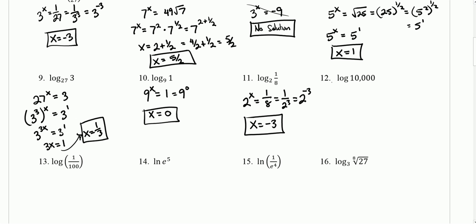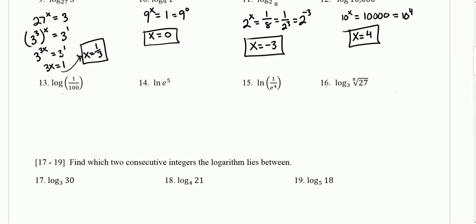Number 12 is log of 10,000, and it's the common log. If we have the log without the base, the base is 10. So it's asking 10 to the what power is 10,000. We got 4 zeros there, that's 10 to the fourth power, so our exponent is 4.